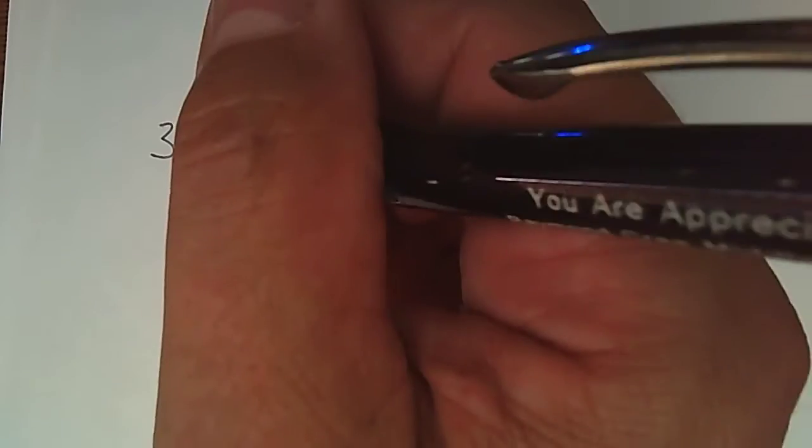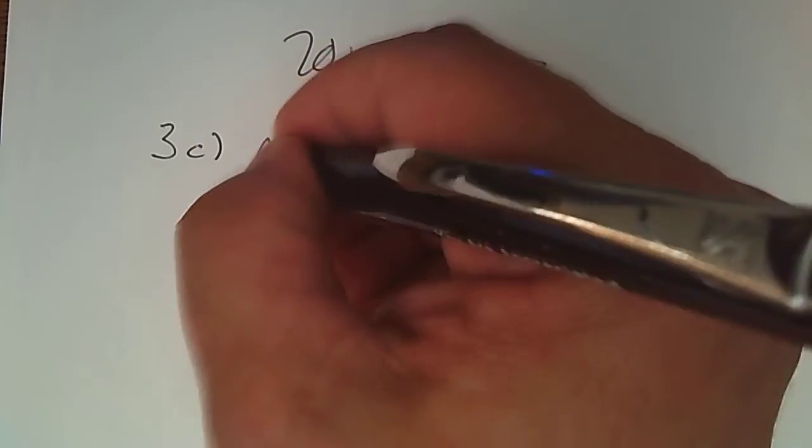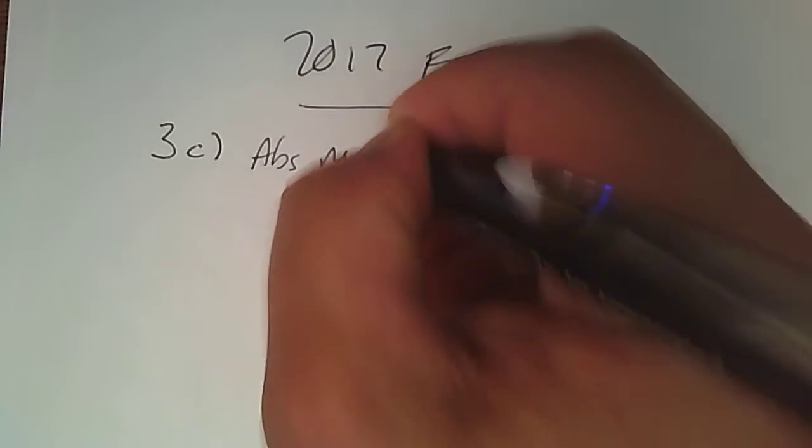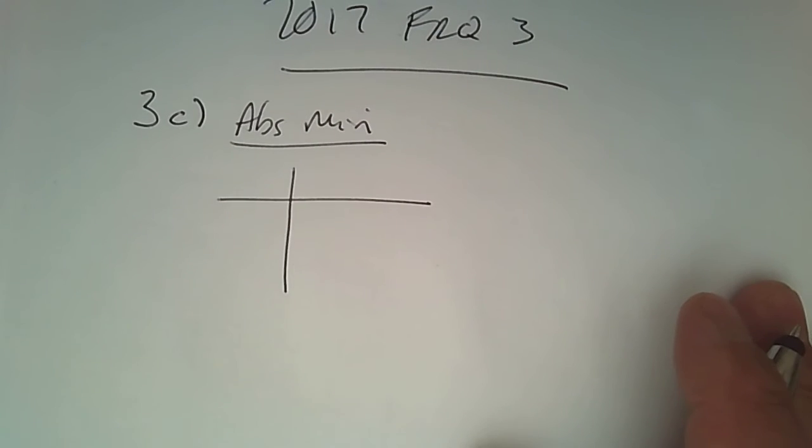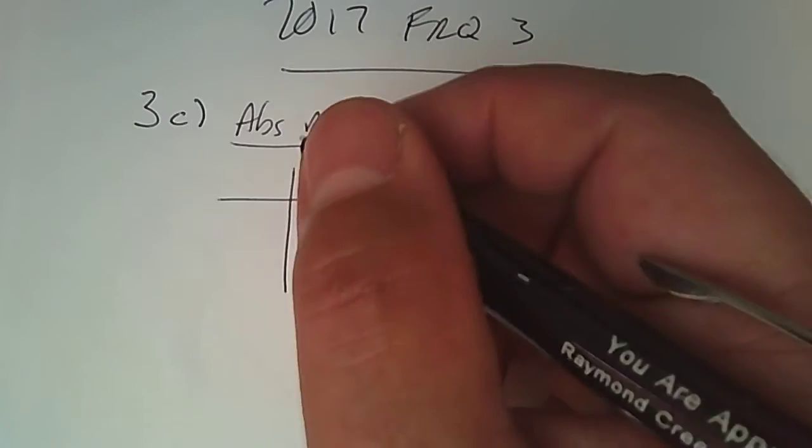3C. This one's going to require another piece of paper, so I'm going over here. Again, this is the 2017 FRQ question number 3. For C, it asks for the absolute minimum. That's my goal. To find the absolute minimum, I'm going to do a table of values, and I need to know the values I'm looking for.